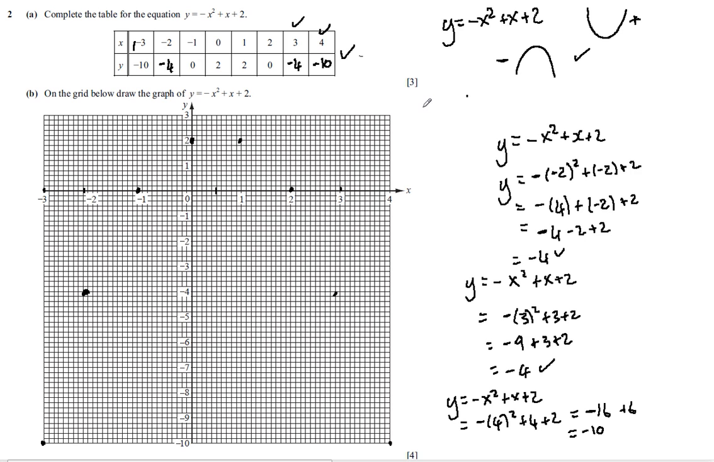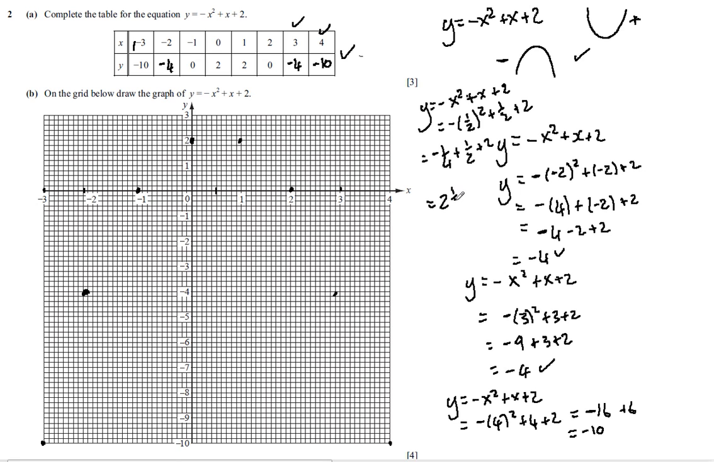So y is equal to negative x squared plus x plus 2, negative a half squared plus a half plus 2. So it's going to be negative of a quarter plus a half plus 2.